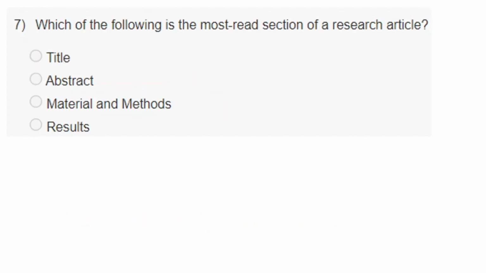Next question, which of the following is the most read section of a research article? What do you think? Title. Correct. So there is no rocket science in this. Obviously the title, because that's the first thing that you see in a paper. If the title seems fascinating, only then you'll go and read the abstract, and then materials and methods and results and all that. Materials and methods comes last, I think. Someone who's actually invested in that paper will go to materials and methods. Otherwise, title, abstract, a little bit of introduction, then discussion, then materials and methods. I feel that's how people skim through papers. So for this question, it will be title definitely.